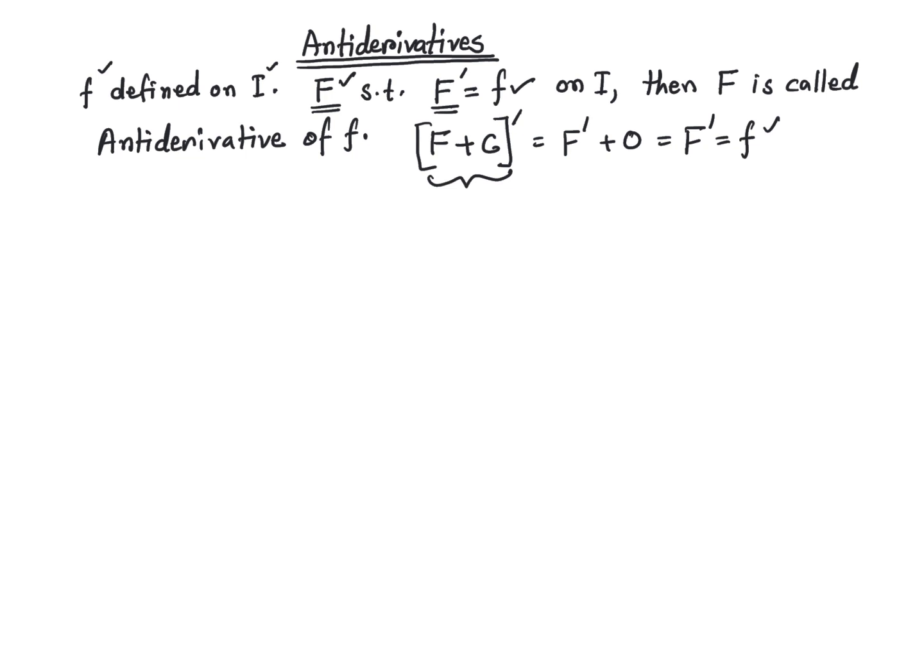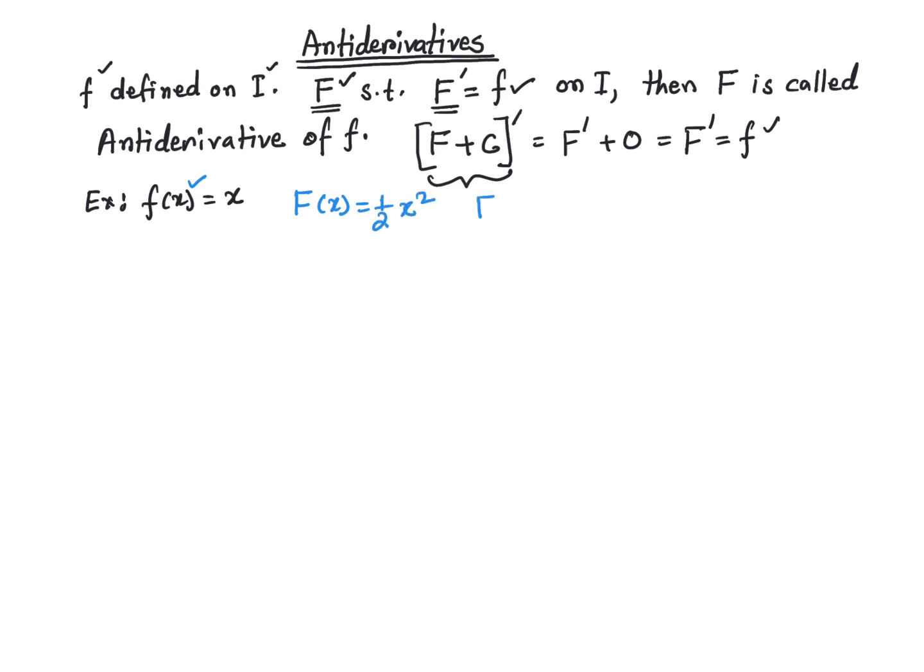So F plus some arbitrary constant is also an antiderivative of lowercase f. Now, let me give you some examples. Let's say I have this example. f of x is equal to x. So this is my lowercase f of x. Now we are looking for an uppercase F such that when we take the derivative, it will give me the lowercase f. So let's say my uppercase F of x, I define it to be 1/2 x squared.